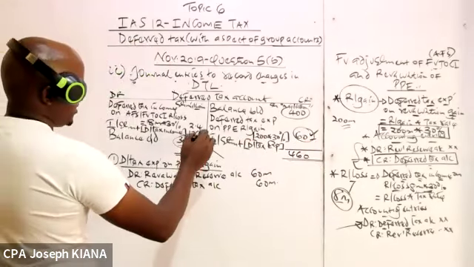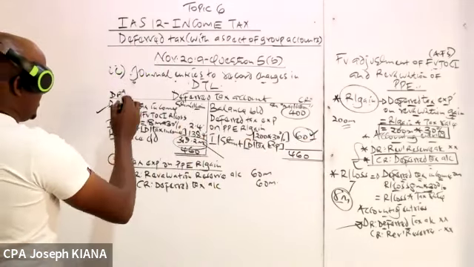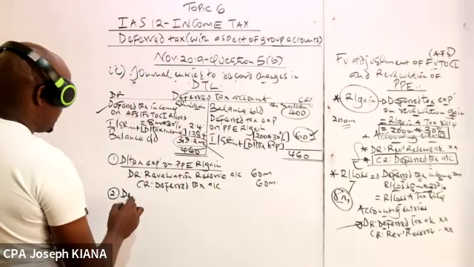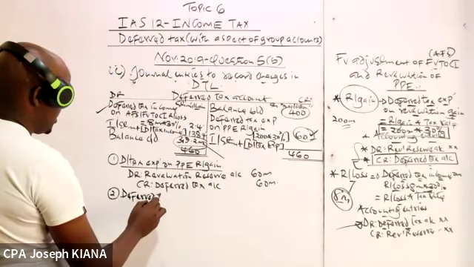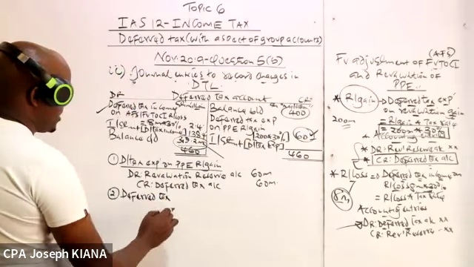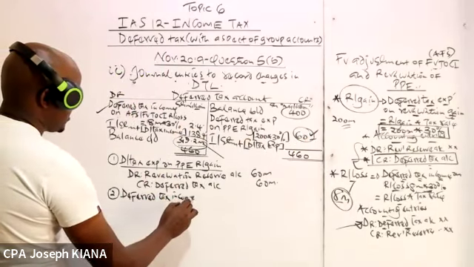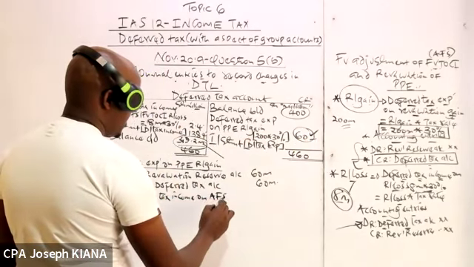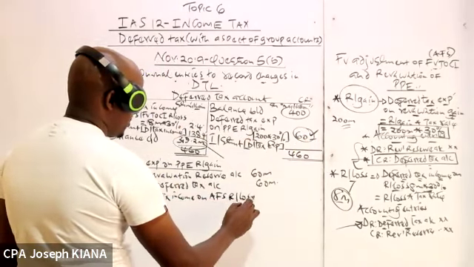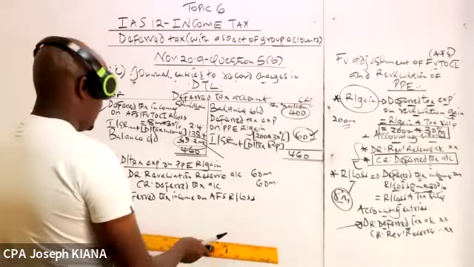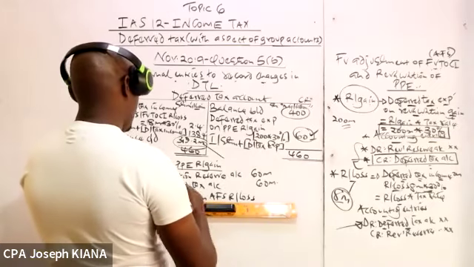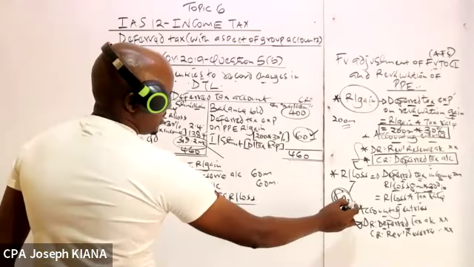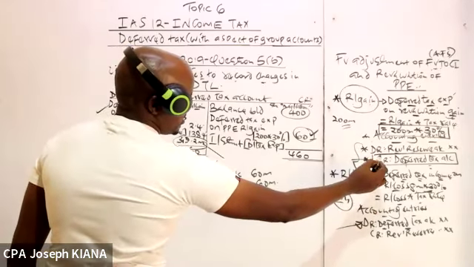Then we need to make journal entries for this and this. Let's start with this one. What is this? This is deferred tax income on available for sale revaluation loss. And actually, this is the double entry for the loss.